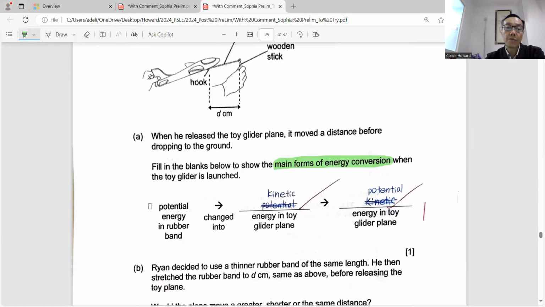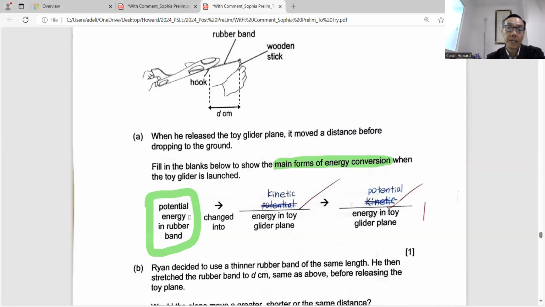So the rubber band, of course, stores elastic potential energy. So for PSLE, as you know, as long as you write potential energy, that covers the gravitational, elastic, and chemical potential energy. But in this situation, elastic potential energy is changed into energy in motion, so the major form, because it's moving, right, is kinetic energy. And energy in the glider plane, because it's above the ground, has potential energy.